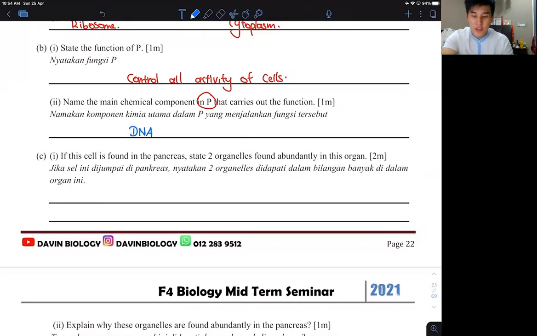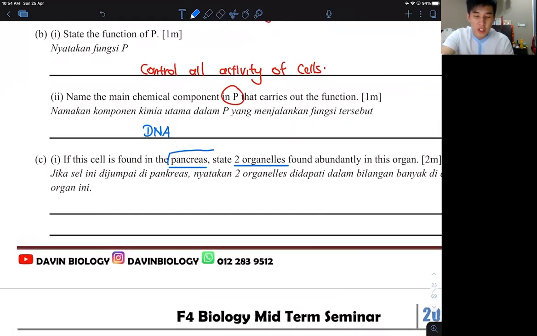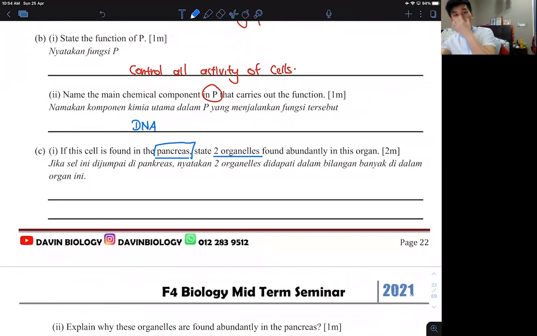C1: if this cell is found in the pancreas, name two organelles found abundantly in the cell. Remember what we mentioned about this just now? Pancreas, what organ is this? It's a digestive organ. So a digestive organ should have what kind of organelle?